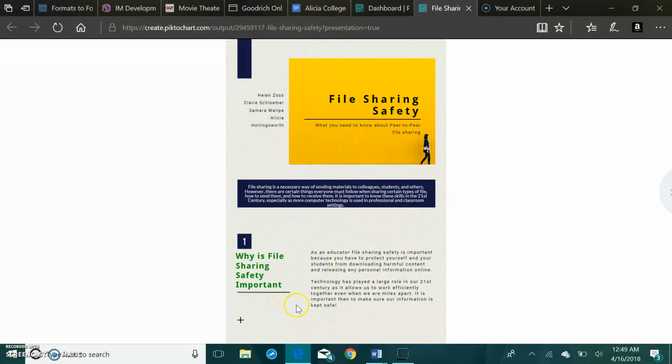First off is, why is file sharing safety important? As an educator, it is important because you must protect you and your students from downloading harmful content and releasing any personal information online. Although technology has played a huge role in benefiting work and even school, it is important to know what is to be done and what not to be done online.